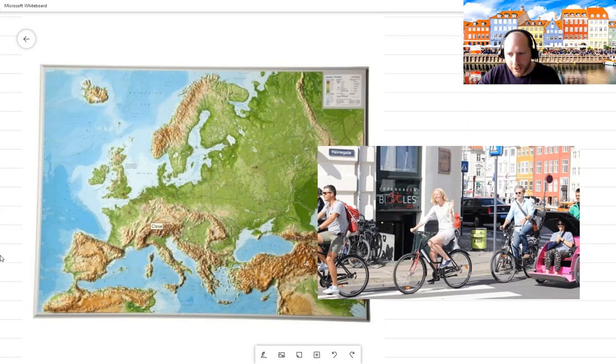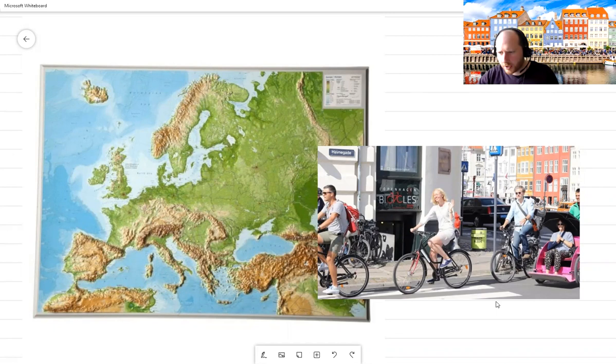All right. So, very, very flat. Now, it would be completely flat, like a great big piece of paper, if it hadn't been created, affected, adapted by glaciers.